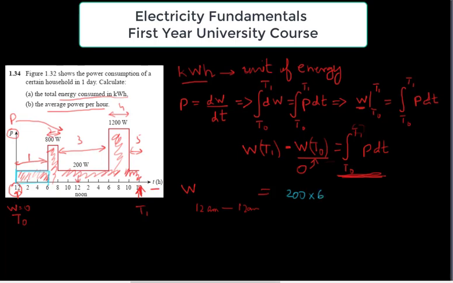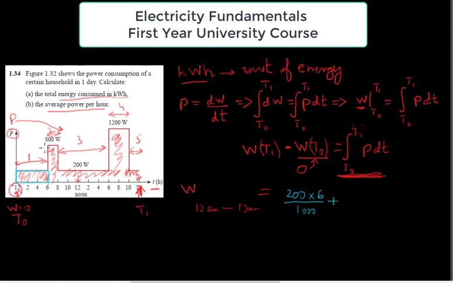And since this 200 is in watts and 6 is in hours, the unit would be watt hours. Remember that we need to convert them into kilowatt hours. So what I need to do is divide it by 1000, and that would make it kilowatt hours. This is the first part.